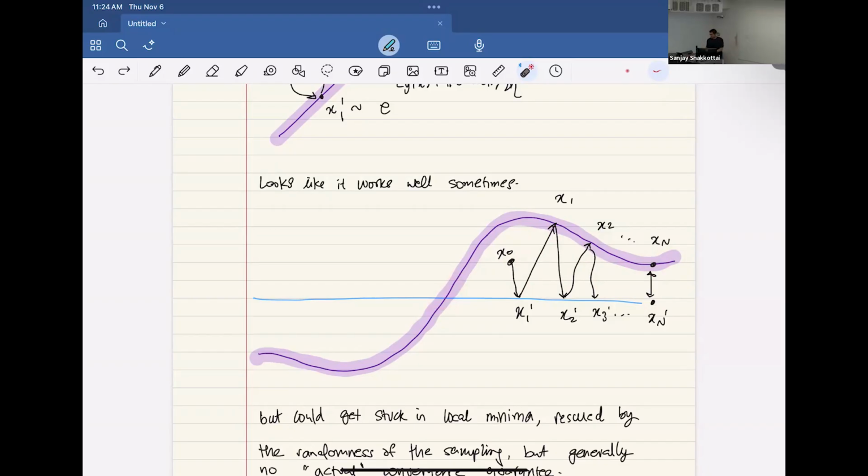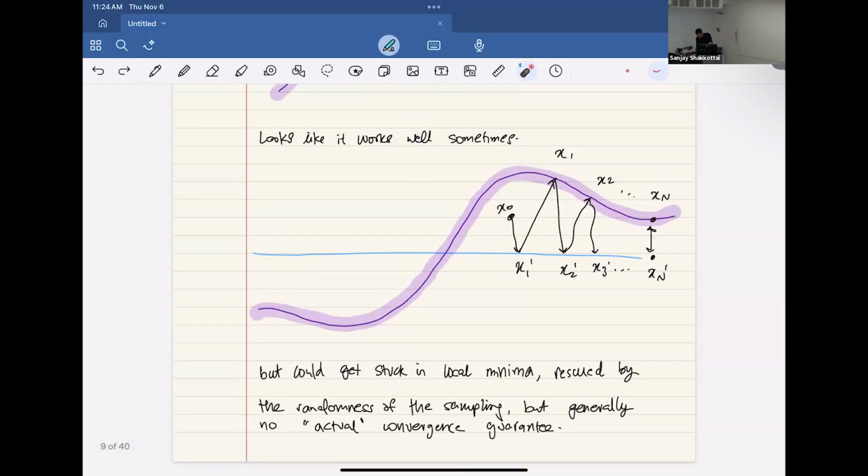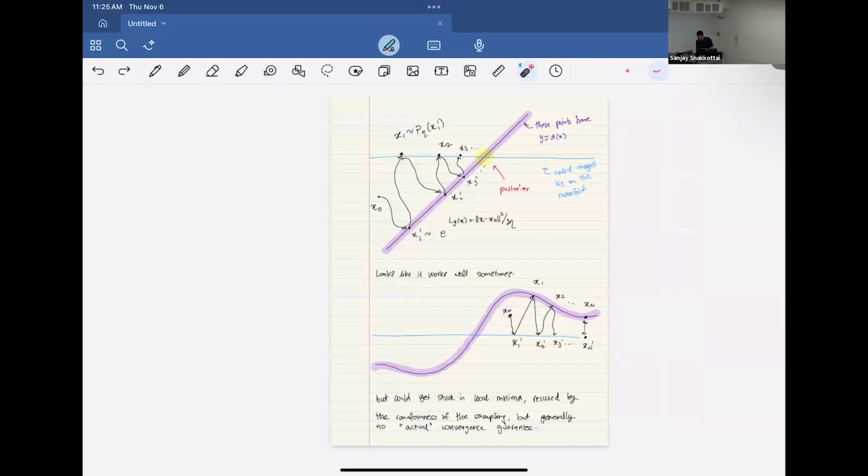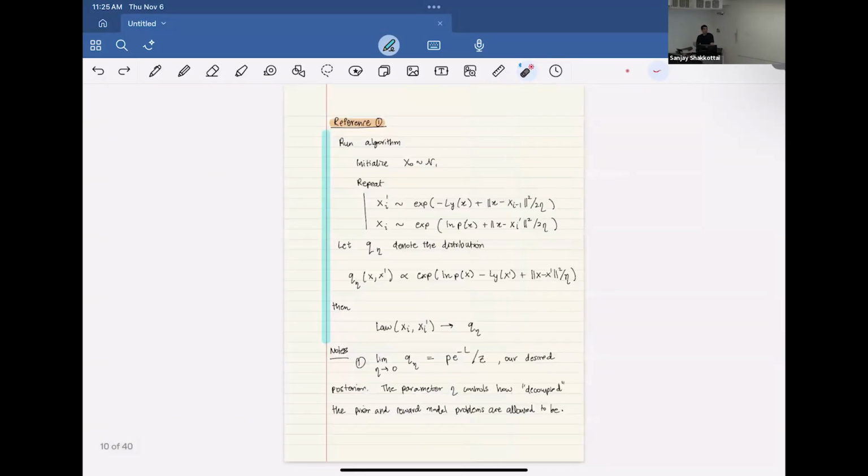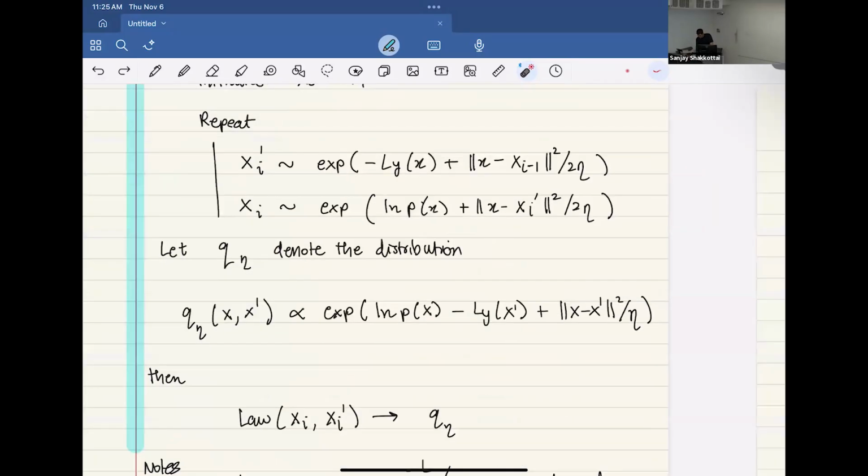It will happen eventually because there's some randomness in the sampling, but it will take a really long time. And I actually spent a lot of time trying to figure out, can you say anything more about this rate? And I don't think so.